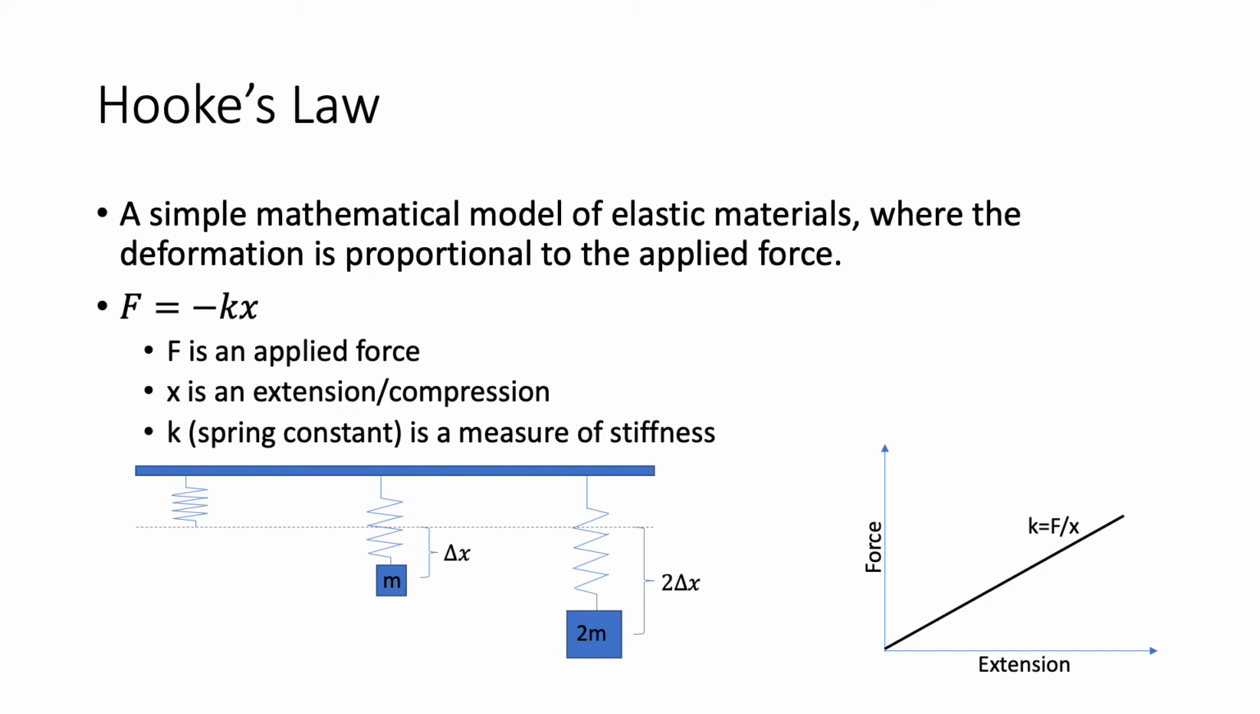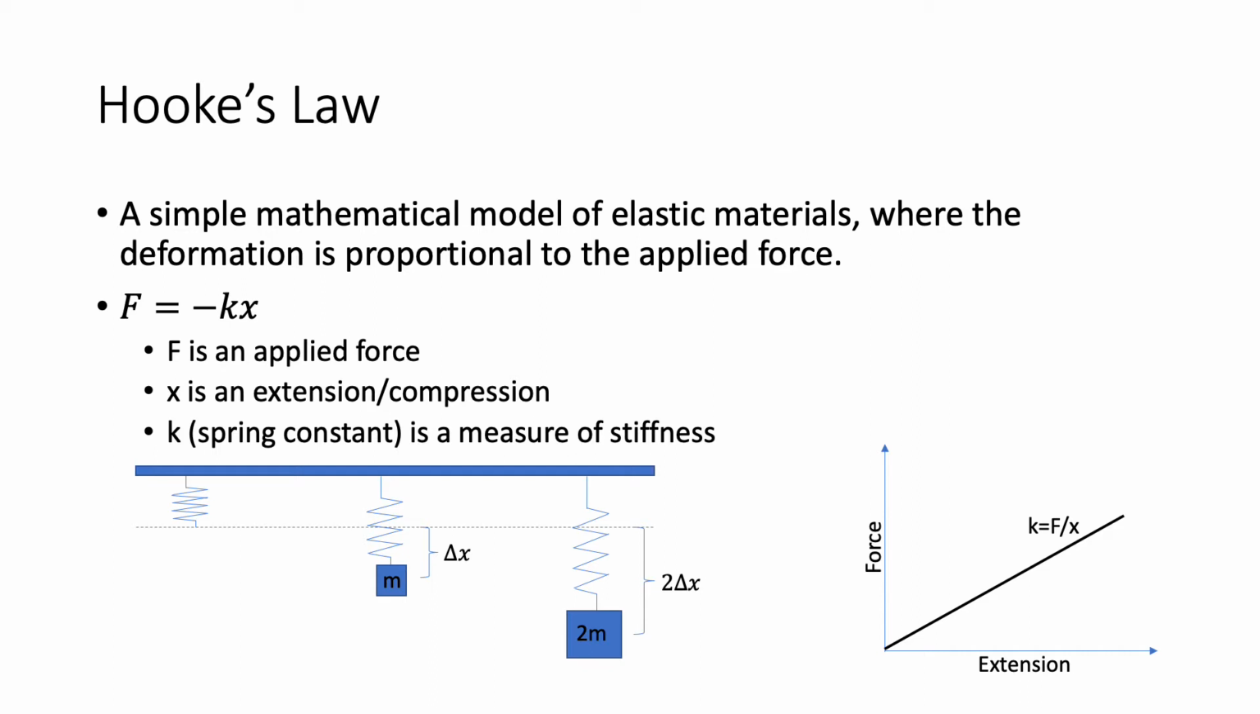Hooke's law is given by the equation F equals negative kx, where F is the force you apply to the object, x is the amount the object deforms, and k is the stiffness of the object. This law says that if you double the amount of force on an object, it deforms twice as much. So you can think about Hooke's law as describing the extension of a spring holding different masses. The first spring is not holding any mass, so we say its extension is 0. If we add some mass, m, the spring extends some distance, delta x. And if we double the mass to 2m, the spring extends twice as far, to 2 delta x.